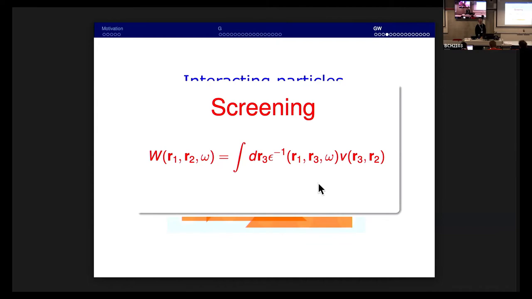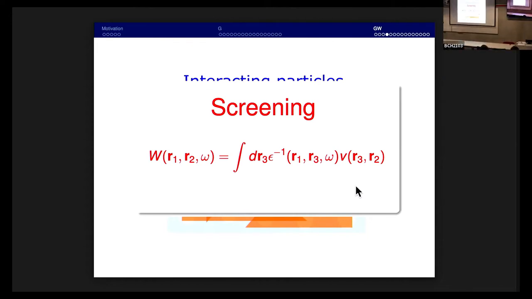I think that the important point to notice is the fact that this interaction now is frequency dependent, while the Coulomb interaction is not frequency dependent, right? Do you remember the form of the Coulomb interaction? It is v of r1, r2 equal to 1 divided by the distance between r1 and r2. And this is not frequency dependent.